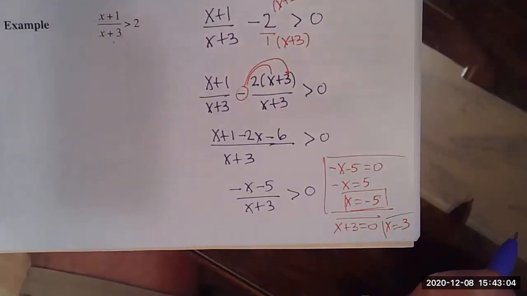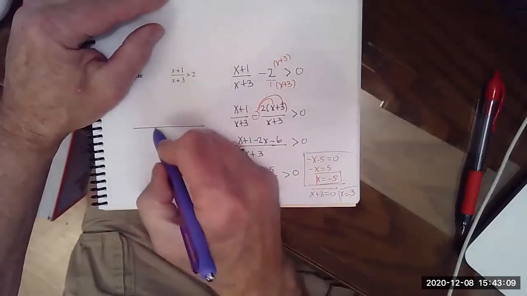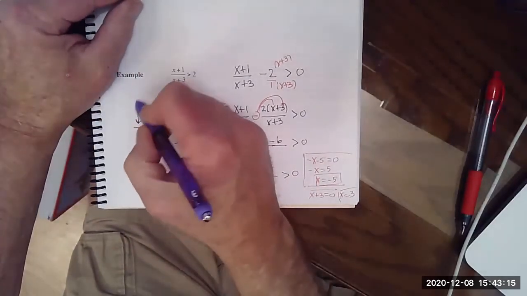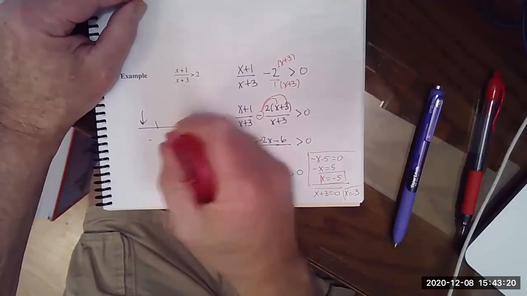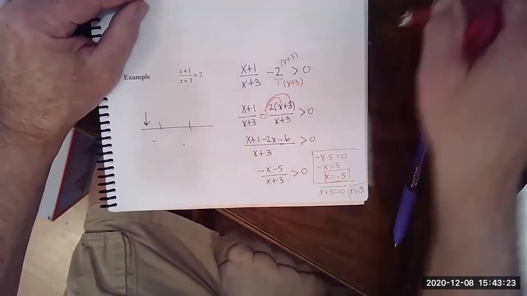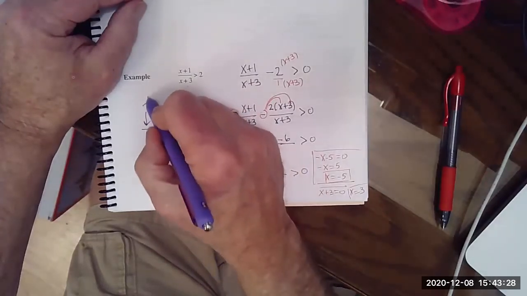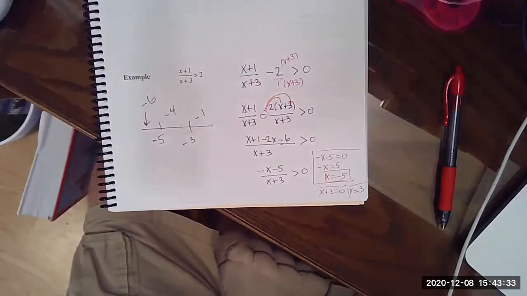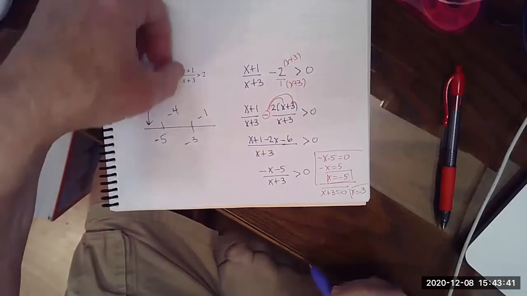Make your number line. -3, -5, -3, -5. All right, test here. How about, oh, I got those backwards. Silly me. -5 is first. That's smaller, more negative. So -5, -3, about -6, -4, and -1, or 0. 0 would have been nice. So I'll do those. So at -6, I just have to see if it's true or not. Back into the original here.